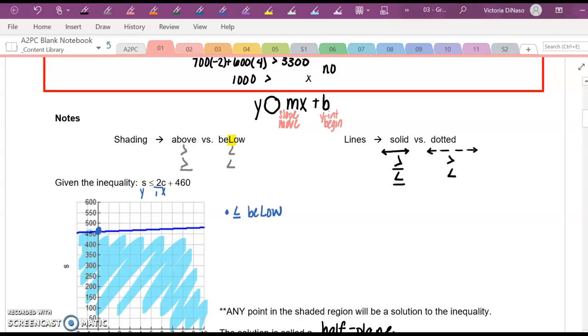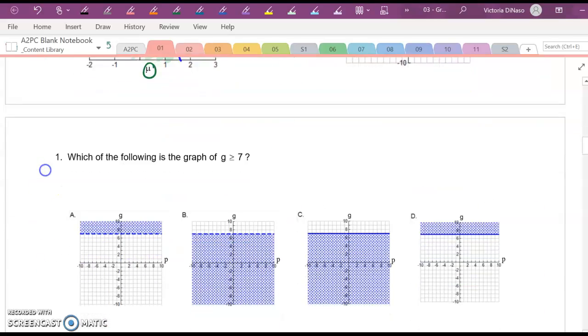We're going to be shading it, figuring out the lines. The slope and the y-intercept are also going to help us figure out whether or not the multiple choice problem is a solution or not.